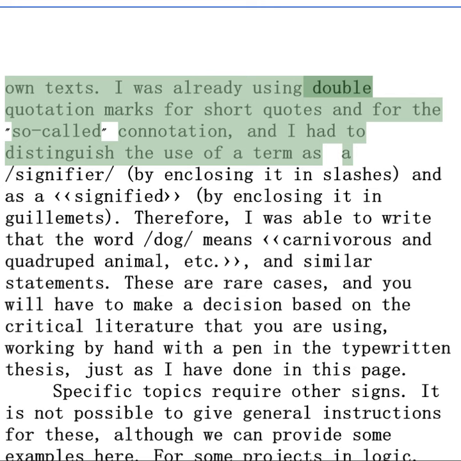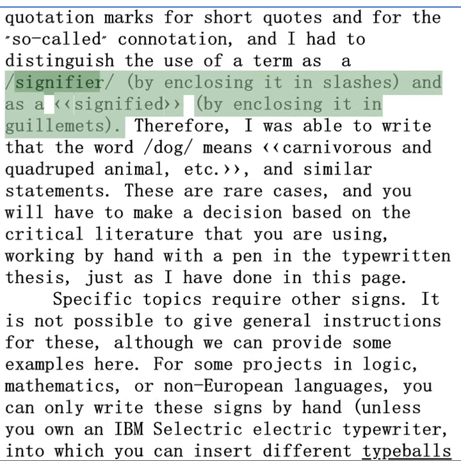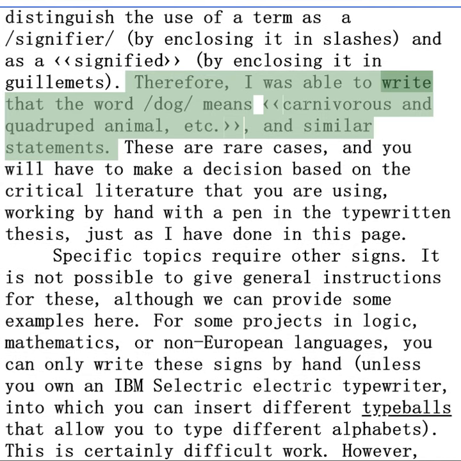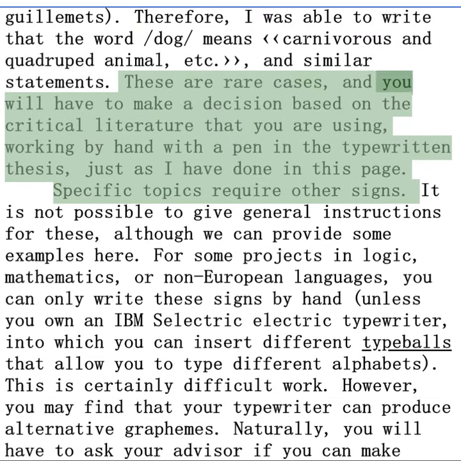I was already using double quotation marks for short quotes and for the so-called connotation, and I had to distinguish the use of a term as a signifier and as a signified. Therefore, I was able to write that the word "dog" means carnivorous and quadruped animal, etc., and similar statements. These are rare cases, and you will have to make a decision based on the critical literature that you are using, working by hand with a pen in the typewritten thesis, just as I have done in this page.